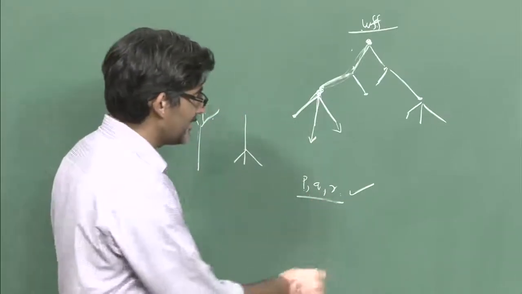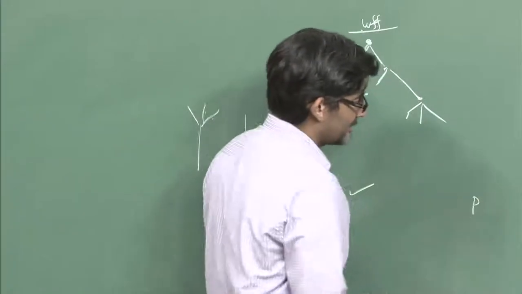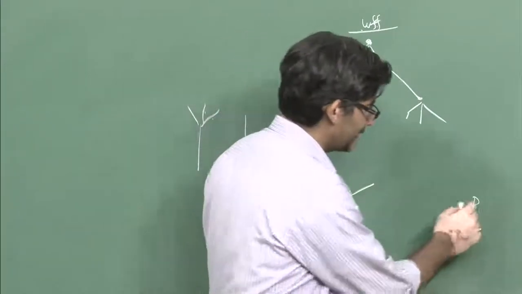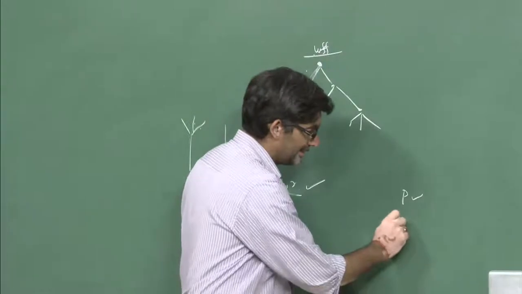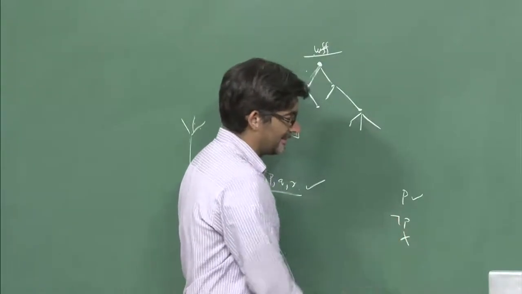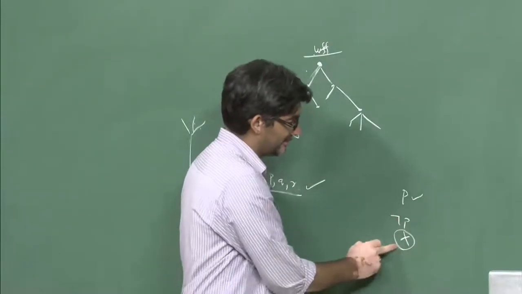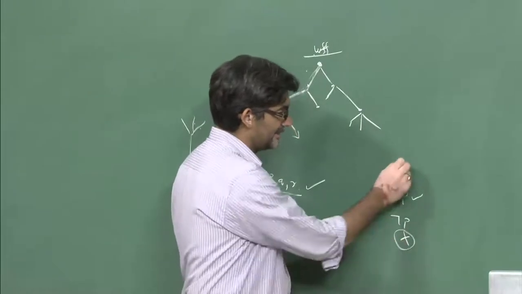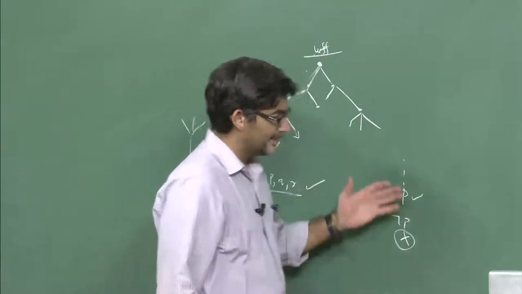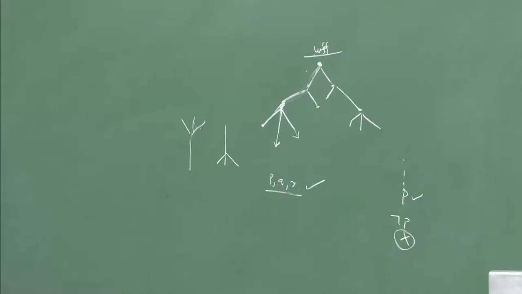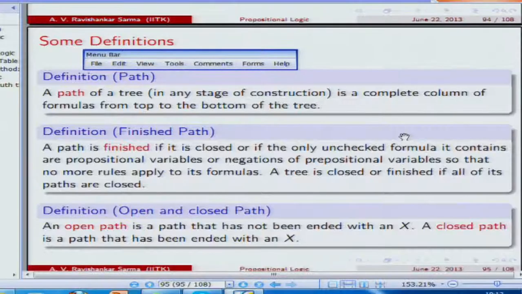Either that is the case, or you may come across some kind of conflicting information, that is, a literal and its negation exists. Then usually you put a mark like this, that means the branch closes here. So when the conflicting information exists, the branch closes, or when you are ending up with atomic propositions, there are no further rules which you can apply. That means the tree cannot be extended further, it stops there itself.